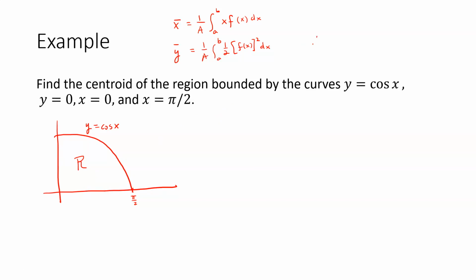To get A, we want the area of the region, which is just going to be integrating from 0 to pi over 2 cosine x. Of course, we know that's negative sine x. I'm sorry, positive sine x, evaluated from 0 to pi over 2. Notice here we get sine of pi over 2 is 1, sine of 0 is 0, so here the area is just 1. Okay, so now let's find x bar.